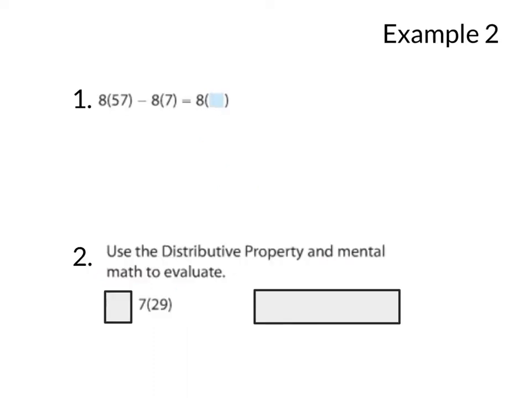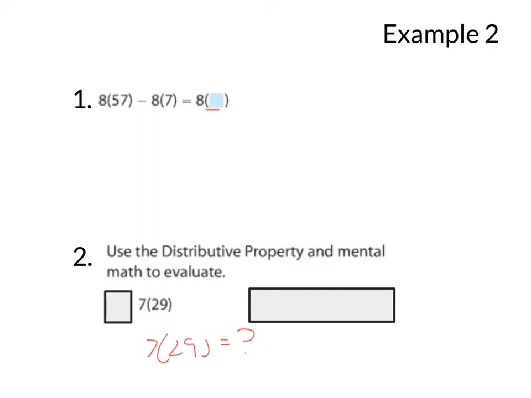All right, so here's example 2, and you are going to try to find what goes here, and you also are going to try to find what could help you to do mental math, use the distributive property, and mental math to evaluate, to find what this would be equal to. So how could you use the distributive property to make this easier to solve? Please pause the video, try to do it by yourself, and when you're ready to check it, unpause. 3, 2, 1.